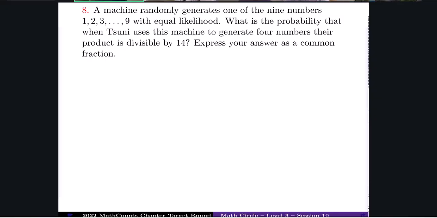But we have this machine that's going to randomly pick a number from 1 through 9, 4 times, and it's going to multiply all these things together. What is the probability that this machine is going to generate 4 numbers such that when we multiply them together, the product is divisible by 14? Now, there's multiple ways to do this problem. I'm going to do one particular approach, which we talked about a little bit when we did our probability unit.